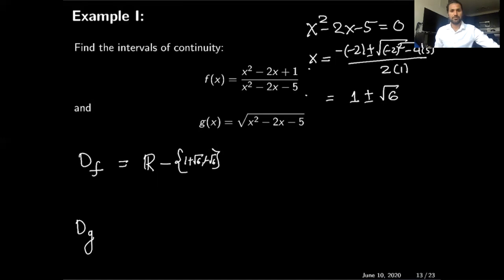These are the points which are not in the domain of the function, and therefore they are also not in the interval of continuity. So this is the interval of continuity, because this is an elementary function.